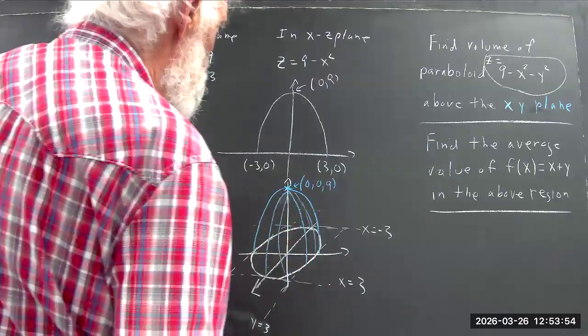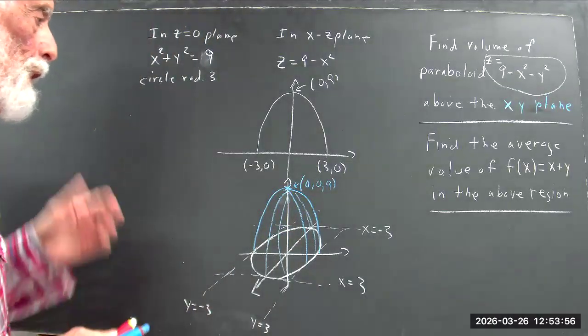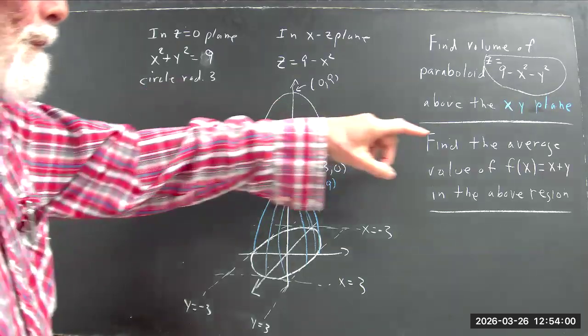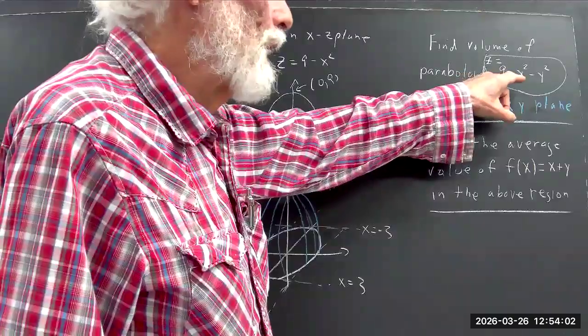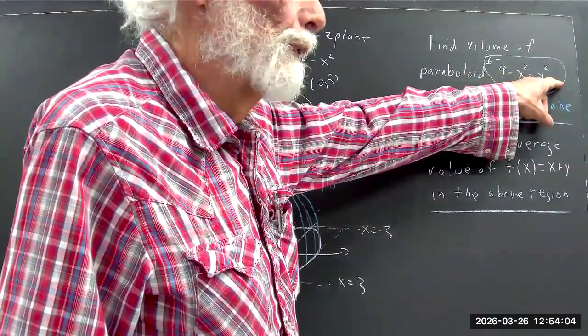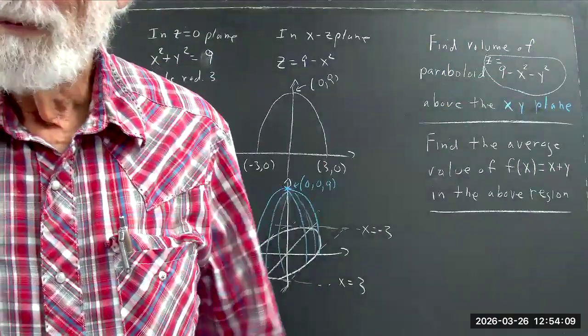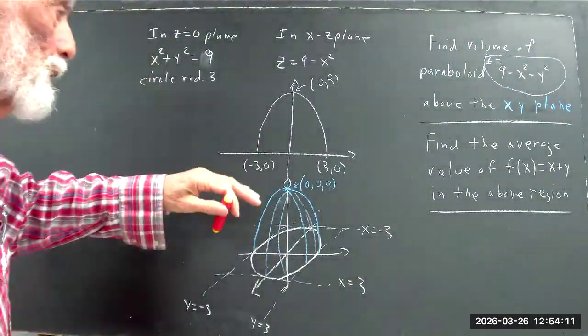And in any plane, if z equals 8, let's say, the plane would be 9 minus x squared minus y squared equals 8. So x squared plus y squared would be 1. We'd have a circle of radius 1 in the z equals 8 plane.